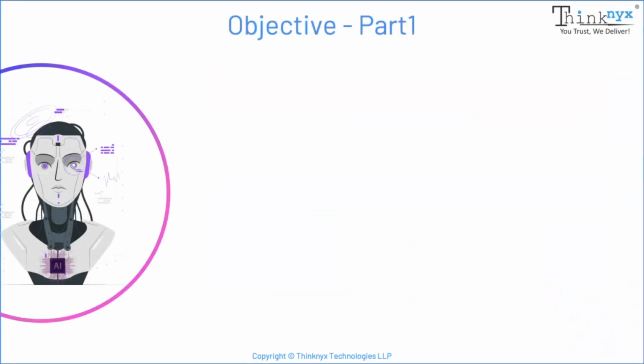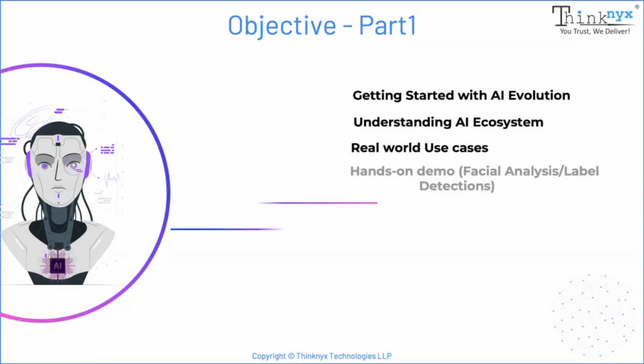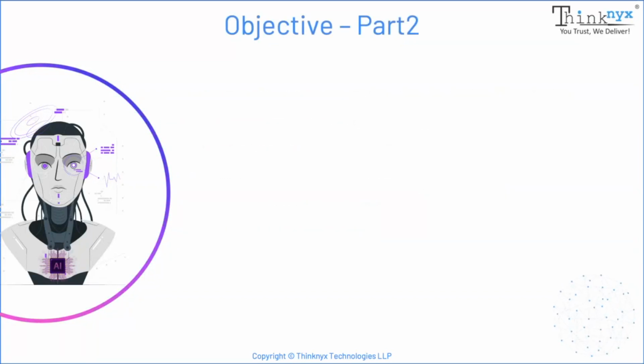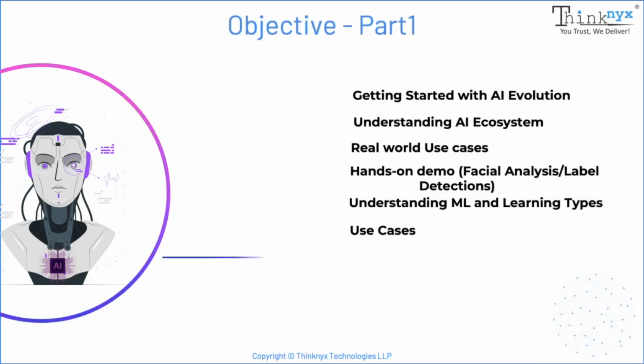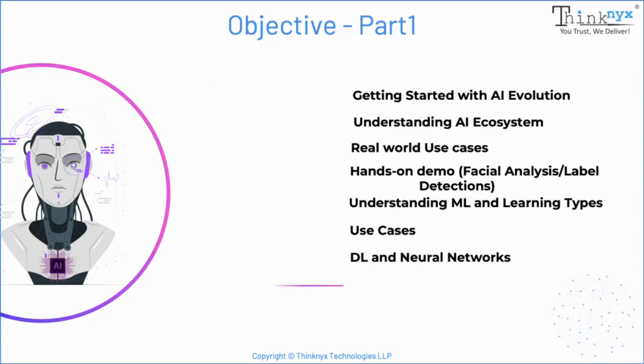So let's get started. This entire conference is divided into 2 parts, day 1 and day 2, or primarily you can say part 1 and part 2. In part 1, we are going to understand the fundamentals of AI. We are going to get started with AI evolution, how AI came, some real-time examples, and especially understanding this AI ecosystem.